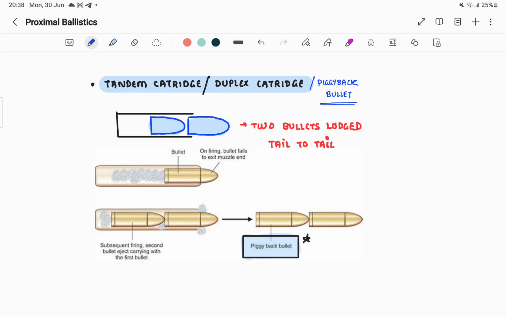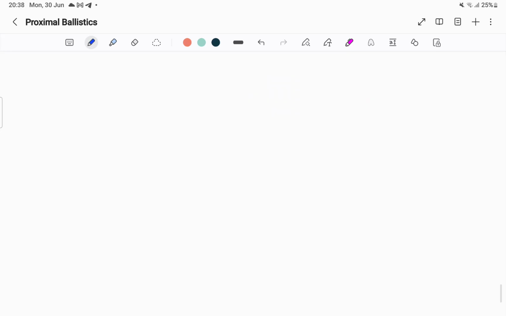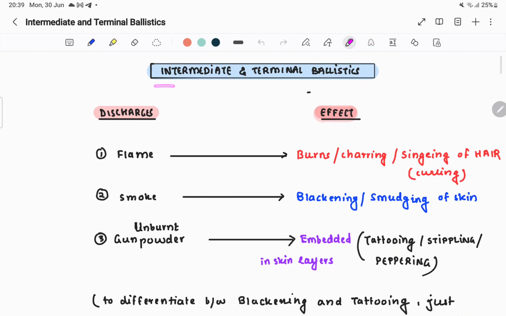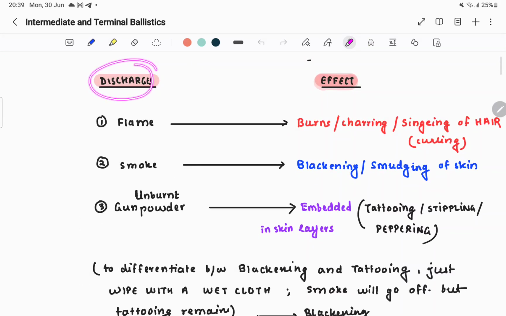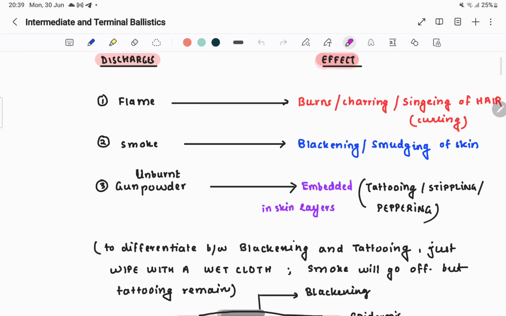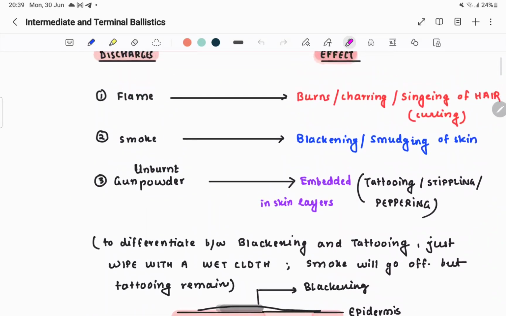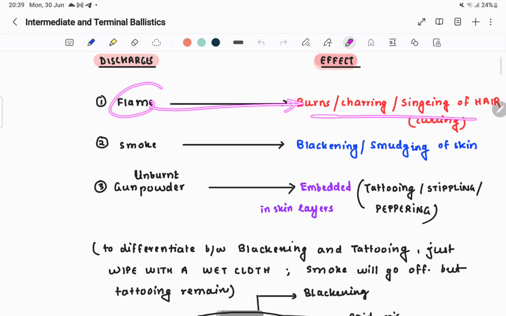Understood? So that completes our proximal ballistics. Let's move on to the intermediate as well as terminal ballistics. Let's discuss the intermediate and terminal ballistics, discharge and effects. Whenever a bullet is fired, we have flame, smoke, gunpowder, and the bullet. So what effects are they producing on our body?